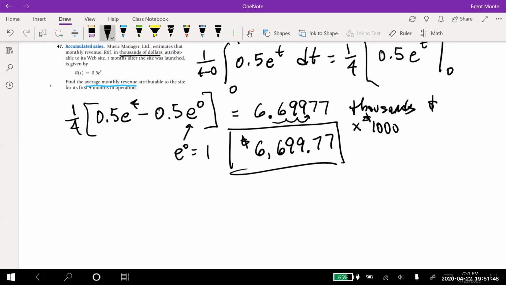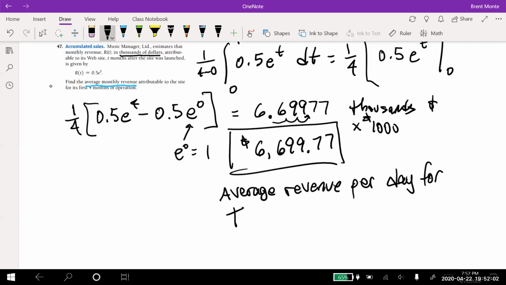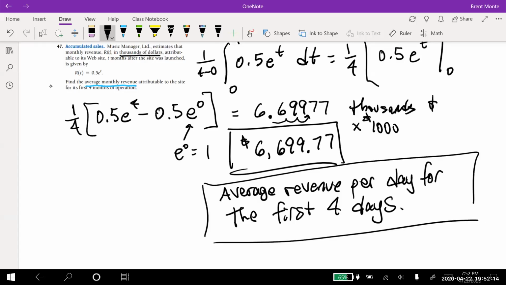Now, think what that is. That's not the total revenue. That's the average revenue per month for the first 4 months. I'm going to box that. They didn't ask for that, but you know how I always like you to explain things on the test. I don't know if I'll have you explain it on the test because it's whatever it asks on the computer, but in class, I would ask you to explain that.